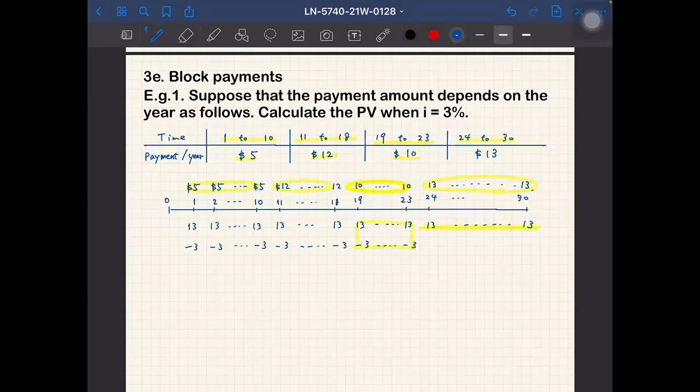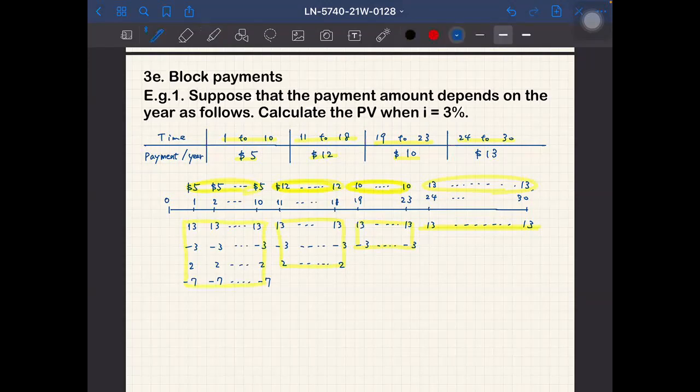Then we go backward to continue. We have $12 here from t equal to 11 to 18, so we have to add $2. So we think about the $2 each. Then finally we have $5, which is $7 less than $12, so we subtract 7. So -7 from 1 to 10. Then each part matches each block.